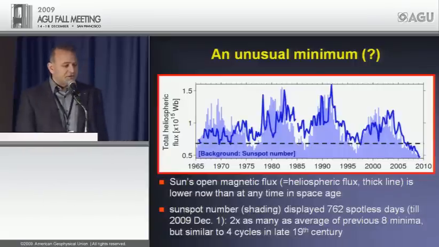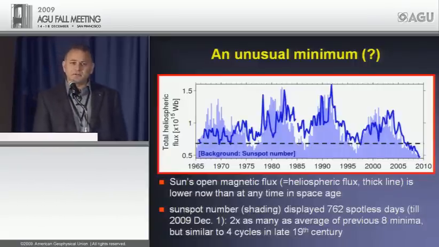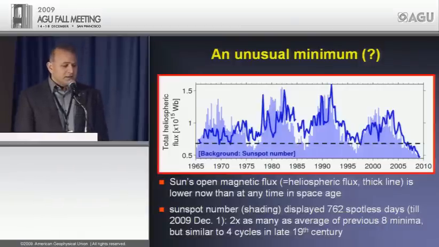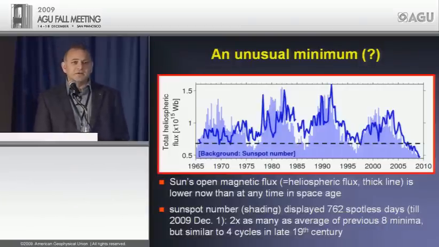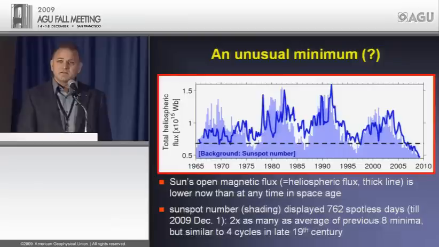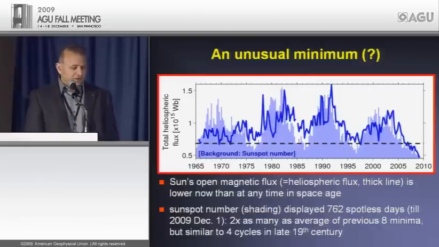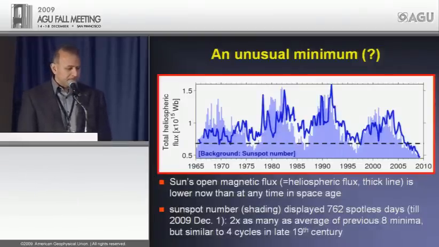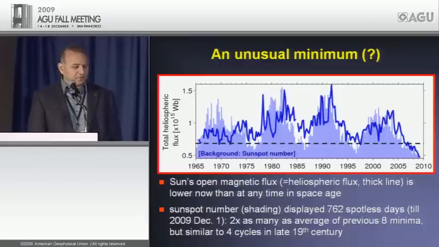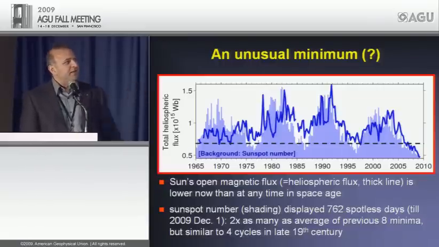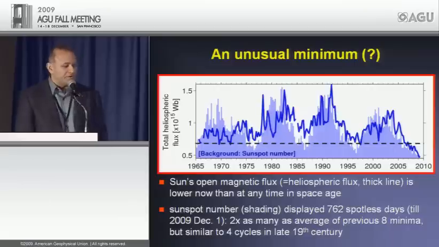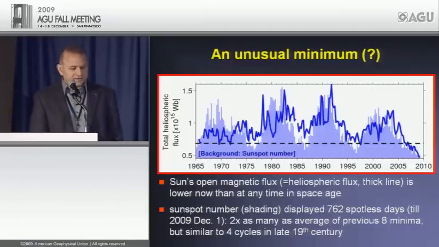And so definitely unusual, but that's not a very long period of time. If you want to go much further back, then you need another proxy, and sunspots are a good one. We have 400 years of that. And if you look at the number of sunspots, that's the shading, the light blue shading in this diagram, also for the same period of time, the last four cycles.